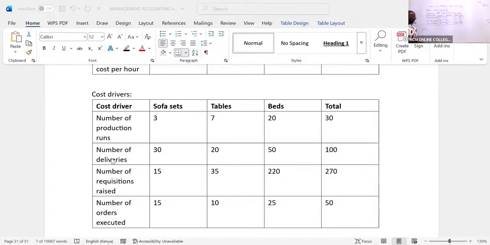And then, ladies and gentlemen, after that, we have the number of orders executed. Number of orders executed, we have 15, 10, 25, giving us 50 at the end of the day.